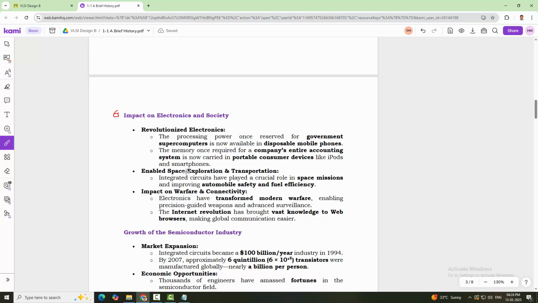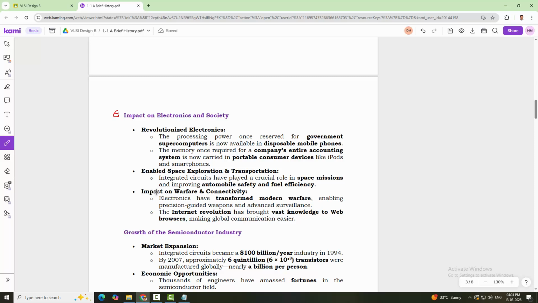The second factor that has created an impact on electronics and society is enabled space exploration and transportation. Probably all of us know that SpaceX is making significant achievements in the space sector, and the technology improvement in the integrated circuit space played a crucial role in space missions and in improving automobile safety and fuel efficiency as well.